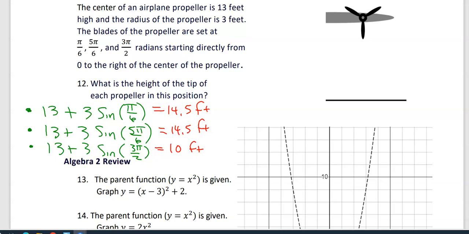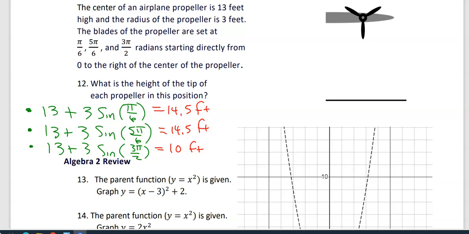The pi over 6 and 5 pi over 6, those two propellers are pointing basically in the first quadrant and second quadrant, the same. They're both the same distance above the ground. The third propeller is pointing straight down. That would be basically 270 degrees.